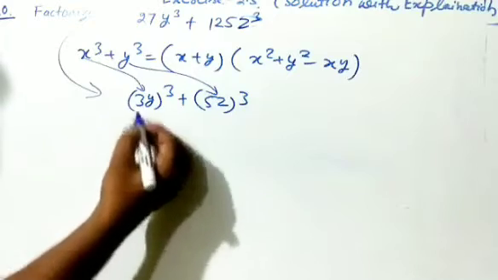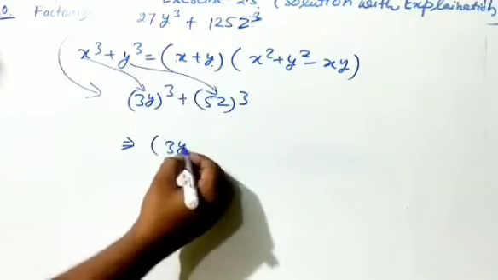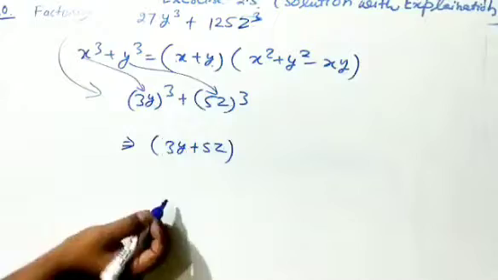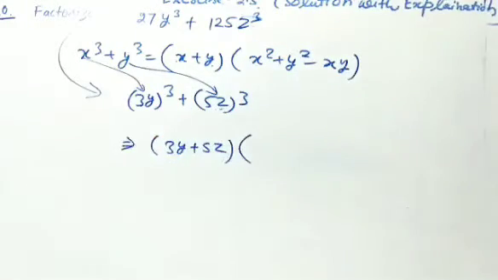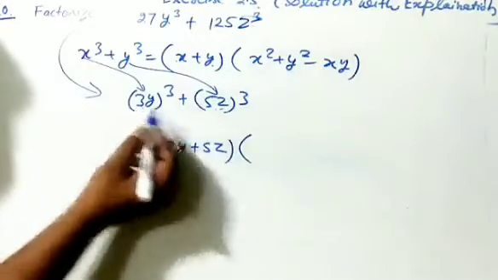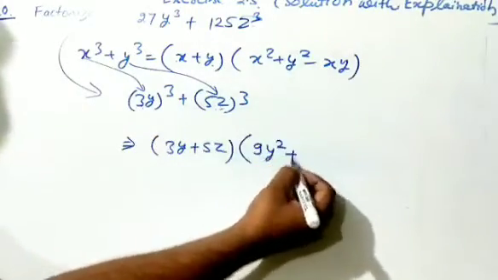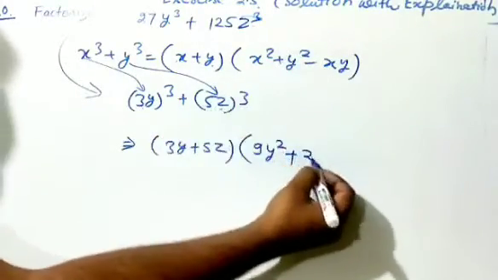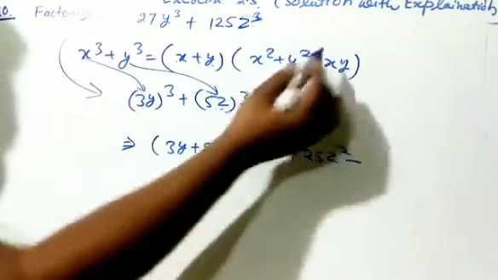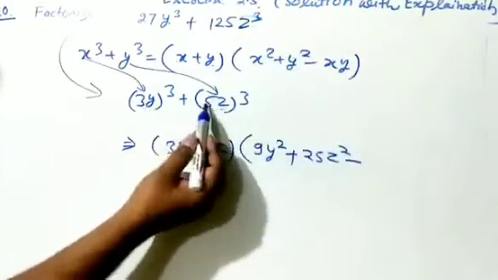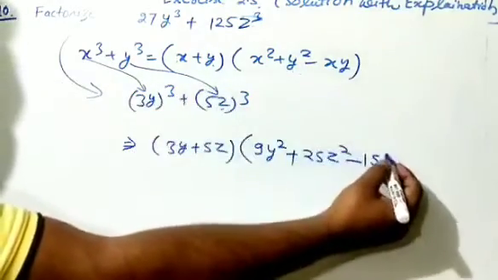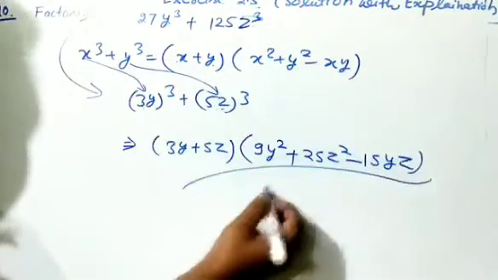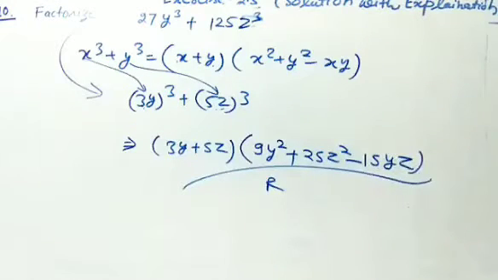So compare the formula, the value x plus y means 3y plus 5z. It is x, it is y, x plus y, 3y plus 5z. And x square, square of 3y, 9y square. Plus y square is 5z whole square, 25z square. Minus xy, multiply of 3 multiply 5, 15 yz. This will be the answer. Okay, easy. Come to the next question.